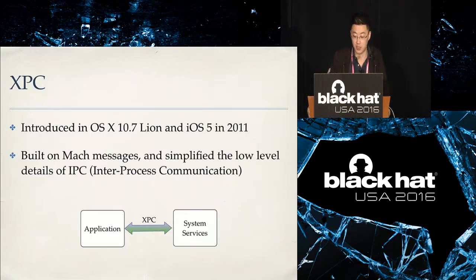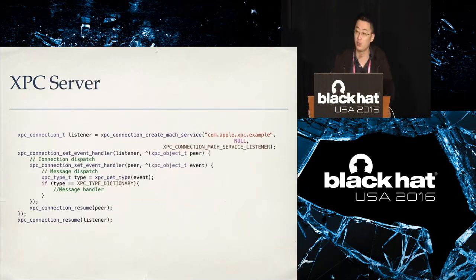It was introduced in 2011 in iOS 5. Basically, the application can talk with some system services through the XPC channel. And this piece of code demonstrates how we write a server on iOS. So basically, the first API is used to tell the system, hey, I'm running this server, and this is the name. And after that, you set up some event handler and a message handler. Then you are ready to receive messages.